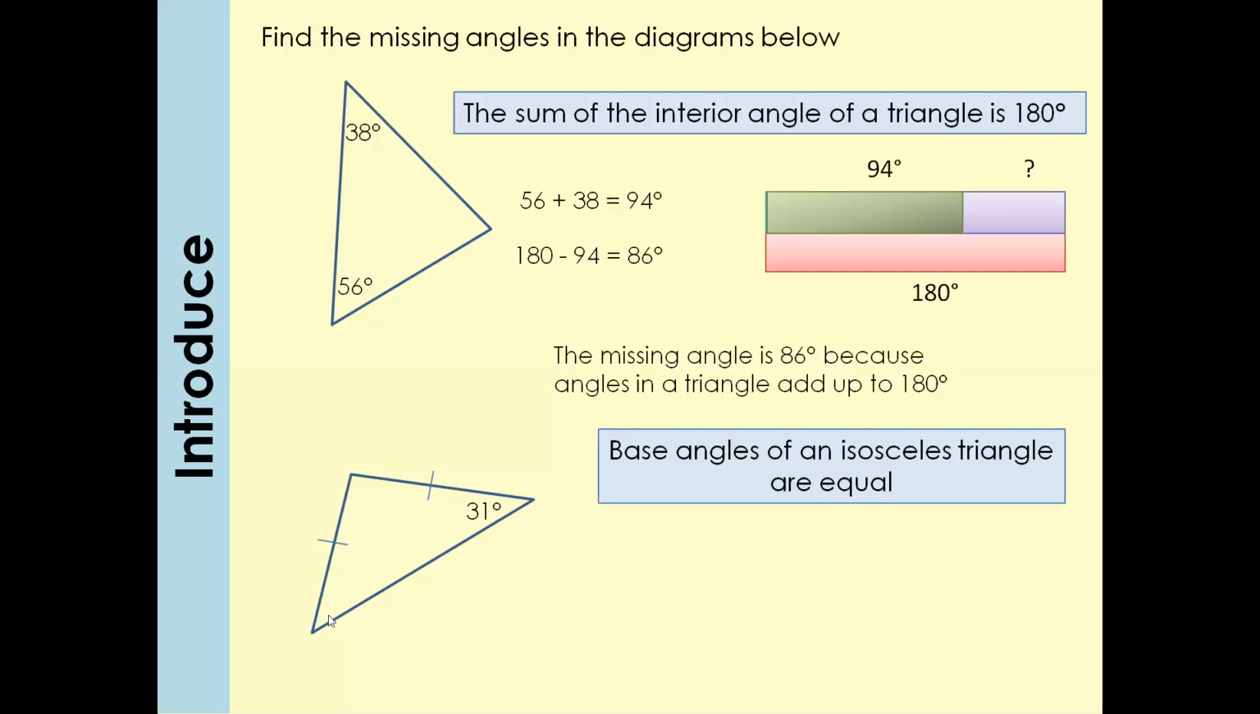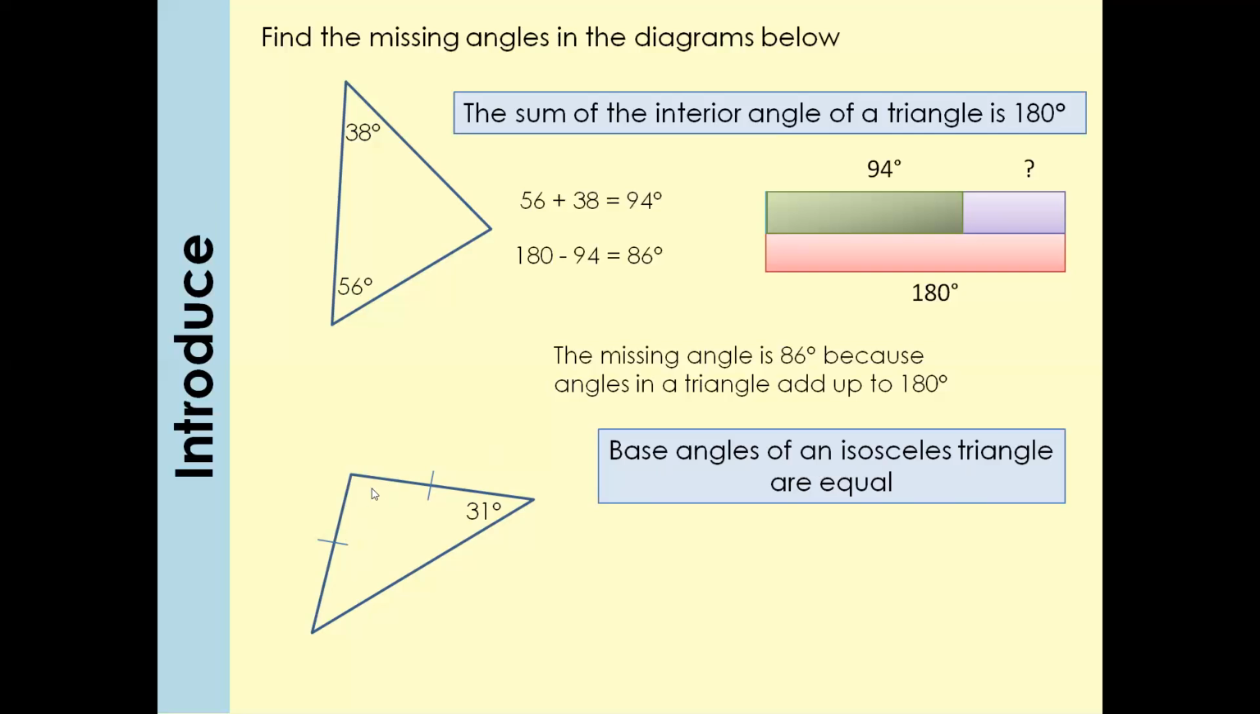And what we want to find out, what is the value of this angle and what is the value of this angle. Now this one is straightforward. If this is 31, that is going to be 31 as well. And make sure you write the reason in exam. And the reason is going to be the base angles of an isosceles triangle, they're always equal. So that is 31, that is 31. Let's see how we can find the value of this angle here.